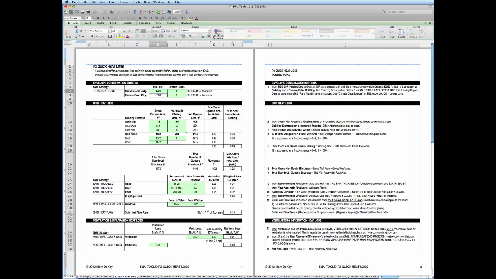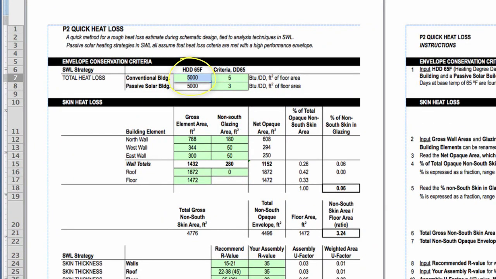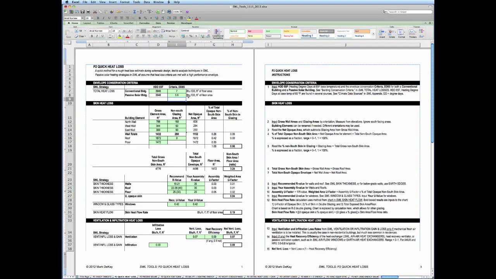and with those in mind I'm going to put in my degree days here, 3946, and my conventional building is a 7, and my passive solar building is a 5.6. So now what we've done is set up the heat loss criteria. Now we'll look at the skin heat loss and the ventilation and infiltration loss. We'll add those up together and see if it is less than the criteria for conservation. So in the next section, we'll look at the conductive heat loss through the skin elements.